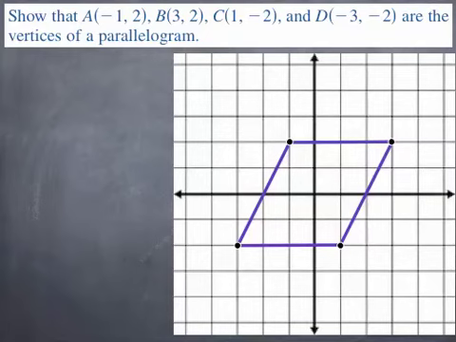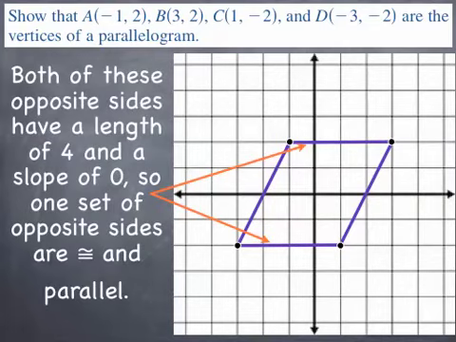So remember that if one set of opposite sides are congruent and parallel, then I can prove that it is a parallelogram. So I went ahead and chose the top and the bottom sides, and I said both of these opposite sides have a length of 4, because I can just count the units because they are horizontal lines, and a slope of 0, again because they are horizontal lines. So one set of opposite sides are congruent and parallel. Because one set of opposite sides are congruent and parallel, I can say that this shape is a parallelogram.